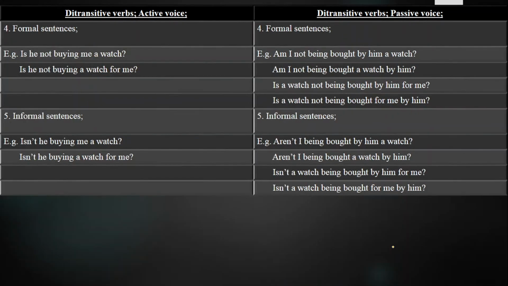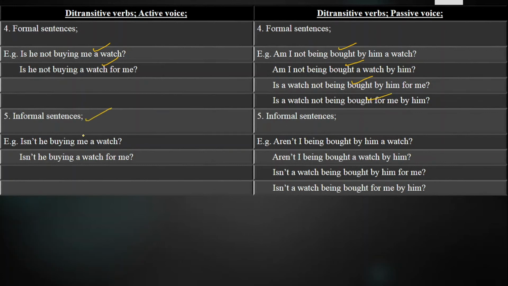Next we have the formal negative interrogative sentences of the ditransitive verb buy. Is he not buying me a watch? Is he not buying a watch for me? Am I not being bought by him a watch? Am I not being bought a watch by him? Is a watch not being bought by him for me? Is a watch not being bought for me by him?